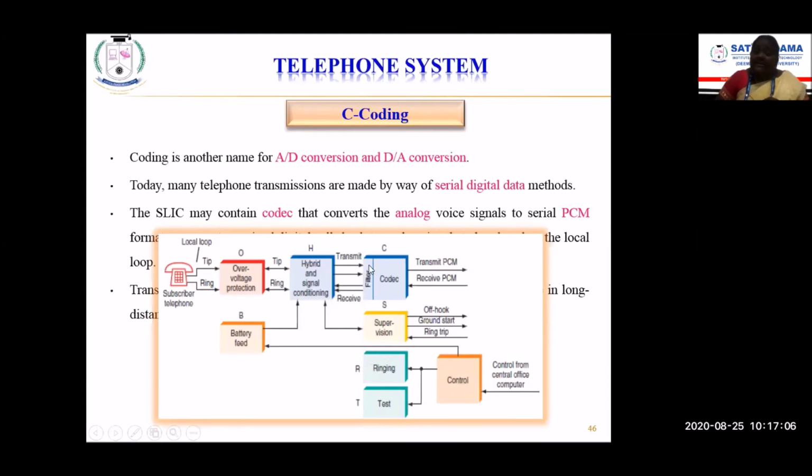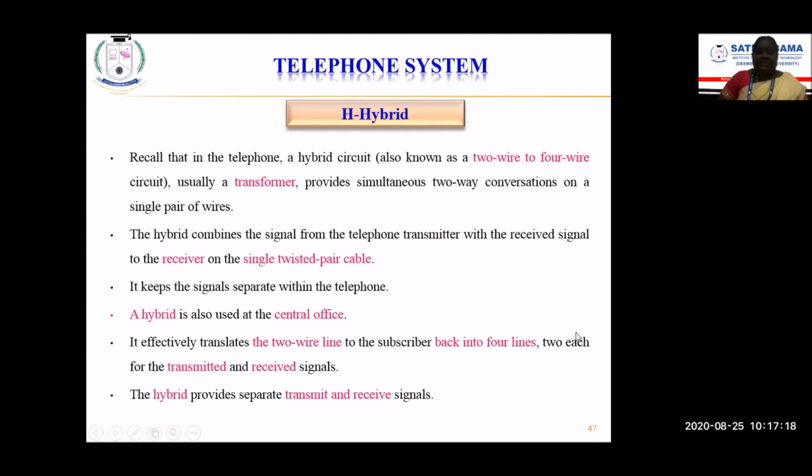And also these codecs will have filters. If any noise has been added to the signals, that will be removed with the help of the filters. That is also happening with the help of these codecs. So that is about the coding functionality. And the next one, last but one, is the hybrid.